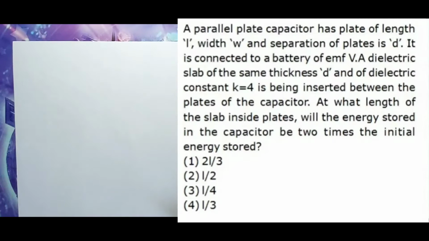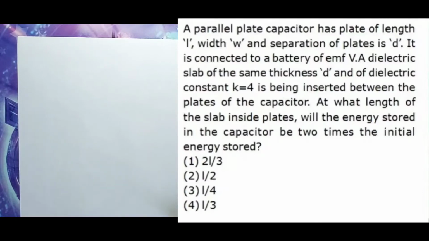A parallel plate capacitor has plates of length L, width W, and separation of plates D. It is connected to a battery of EMF V. A dielectric slab of same thickness D and dielectric constant K equal to 4 is being inserted between the plates of the capacitor. At what length of the slab inside the plates will the energy stored in the capacitor be 2 times the initial energy stored?